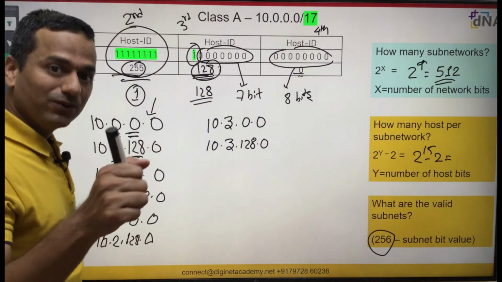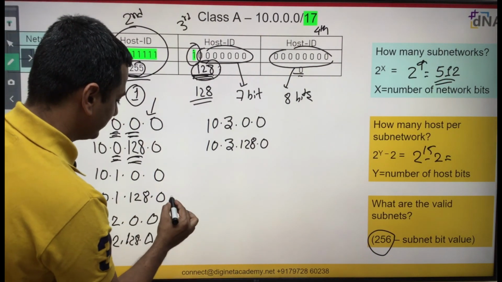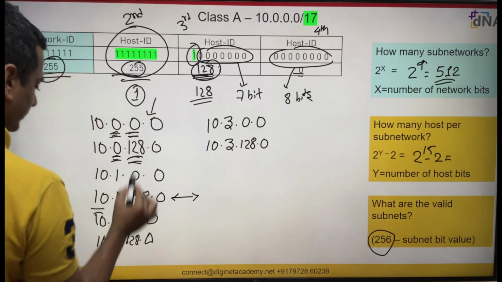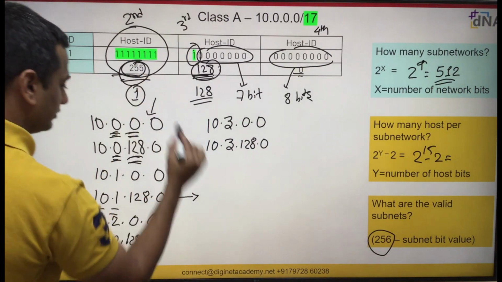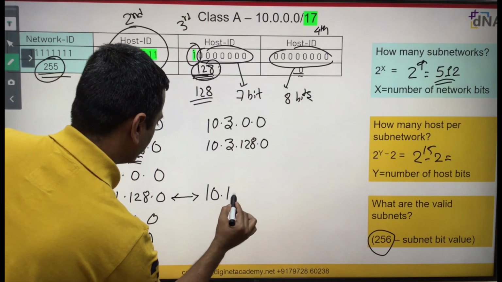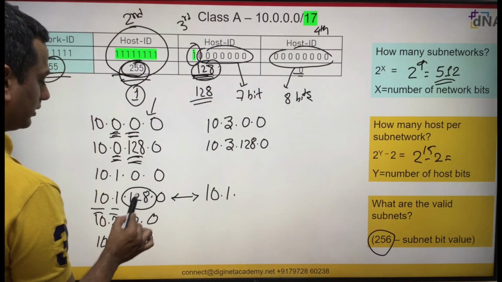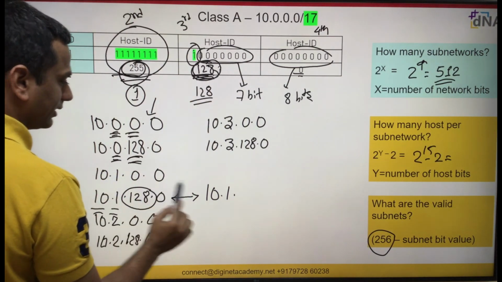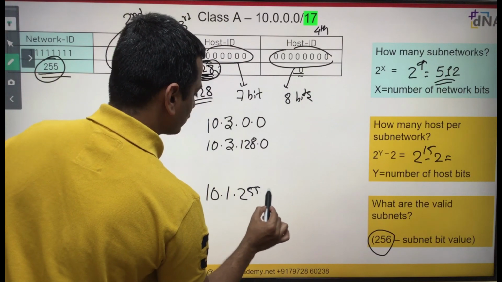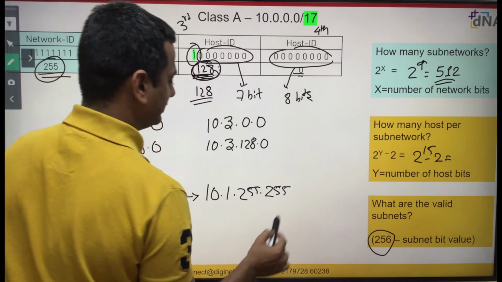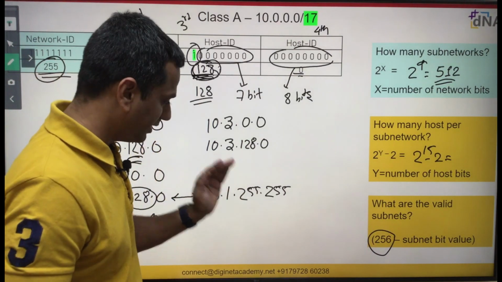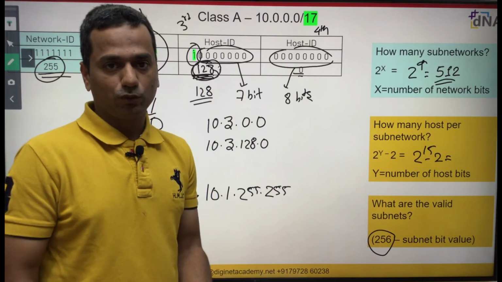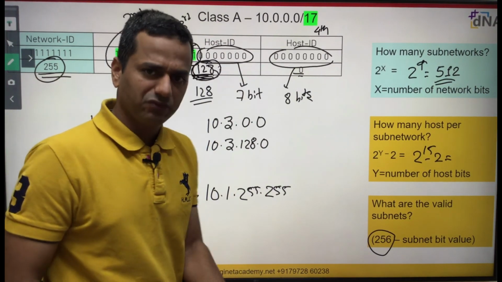Got it? Now how to calculate the broadcast address of this? Very simple. Below 10 we have 255, below 1 we have 255. So the broadcast is 10.1. Now focus on the third octet. Here 128 means the subnet mask is over, so it will be 255. And the last octet, close your eyes and just write down 255, because the entire fourth octet is my host portion. Got it? Very simple.